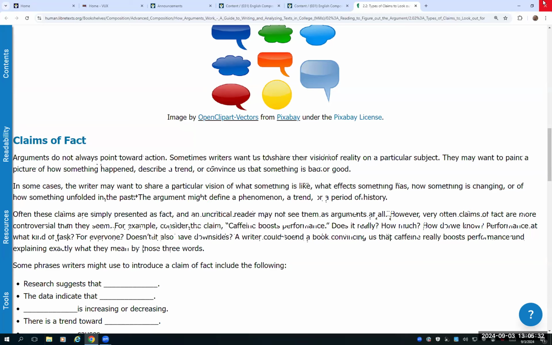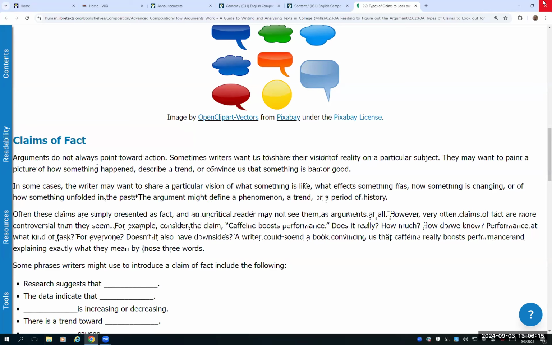However, if you slow down, this is actually a claim of fact. Caffeine boosts performance, but maybe, and it's a claim because it can be debated and there are multiple viewpoints on this. So for example, does caffeine really boost performance? How much does caffeine boost performance? How do we know that caffeine boosts performance? Performance at what kind of task? Does caffeine boost performance for everybody? Does it also have downsides?